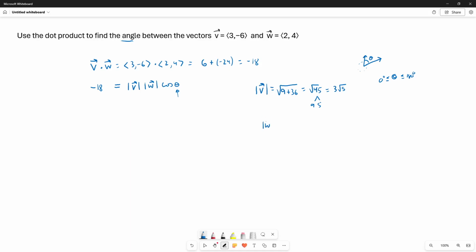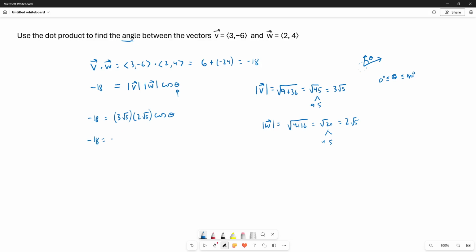And the magnitude of w is the square root of the sum of the squares of the components. 2 squared is 4, 4 squared is 16, so we have the square root of 20, and 20 is 4 times 5, so this is 2 times the square root of 5. So negative 18, which was our dot product, is equal to 3 times the square root of 5 times 2 times the square root of 5 times the cosine of theta. And this number is 6 times 5, so 30.